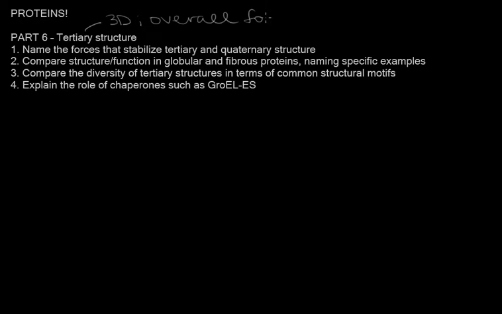Okay. So you're going to name the forces that stabilize tertiary and quaternary structures. Compare structure and function in globular and fibrous proteins, naming specific examples. This is really important when you're given examples and you're not exactly sure what they mean. At least in this way, you will know. Compare the diversity of tertiary structures in terms of common structural motifs. So what kind of themes do we see that are really chemically based?